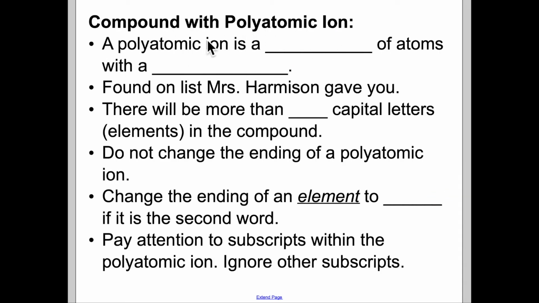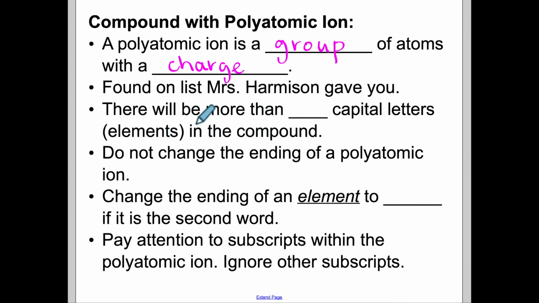Now we're going to be talking about polyatomic ions. A polyatomic ion is a group of atoms with a charge. And you're going to find the polyatomic ions on the list that I gave you. I put that list on Classroom for you, and it's also on the last couple of pages of this set of notes.